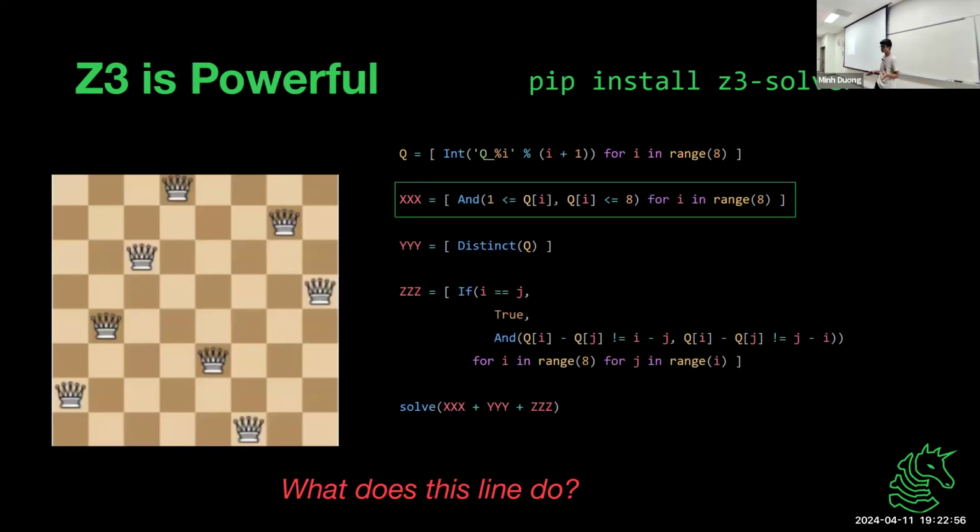Okay, so Z3 is not just good for doing stuff you can do by hand. Like this is the n queens problem. What's going on here is you have 8 queens on a chessboard, and you want to place them so that no 2 queens attack each other. So you can't have 2 queens in the same row, column, or same diagonal. Doing this by hand is not easy, at least it's time consuming. But this is very easy with CP.